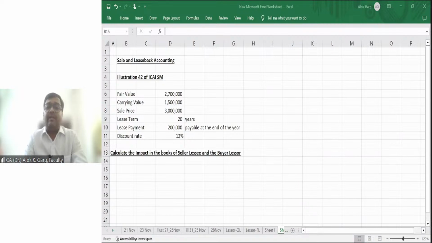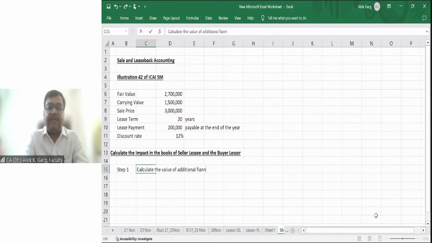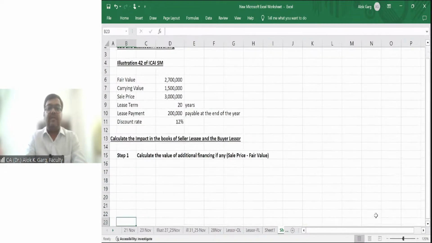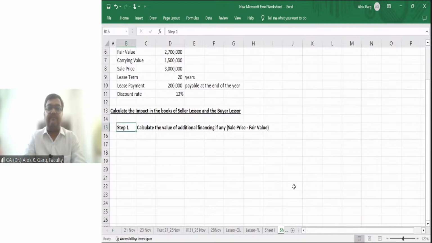Step number one: calculate the value of additional financing, if any. What does it mean? It means if the sale price is more than the fair value, there is an additional financing. Sale price minus fair value. This is the additional financing.